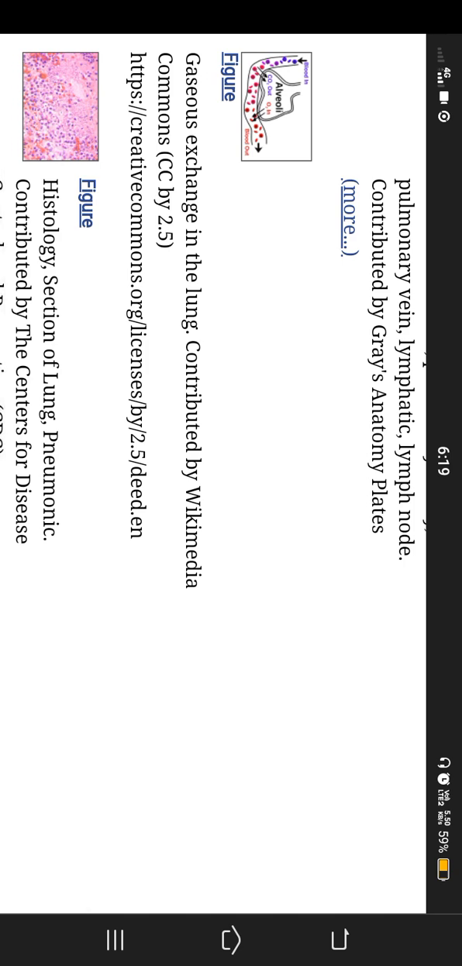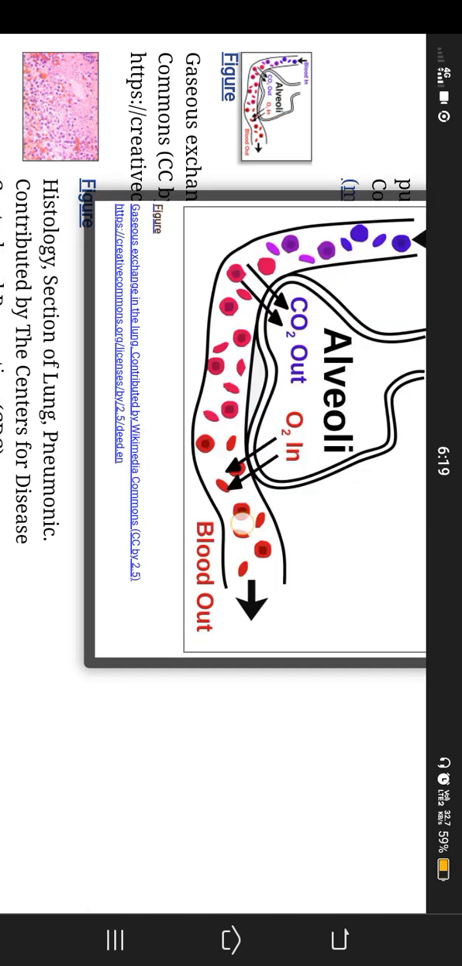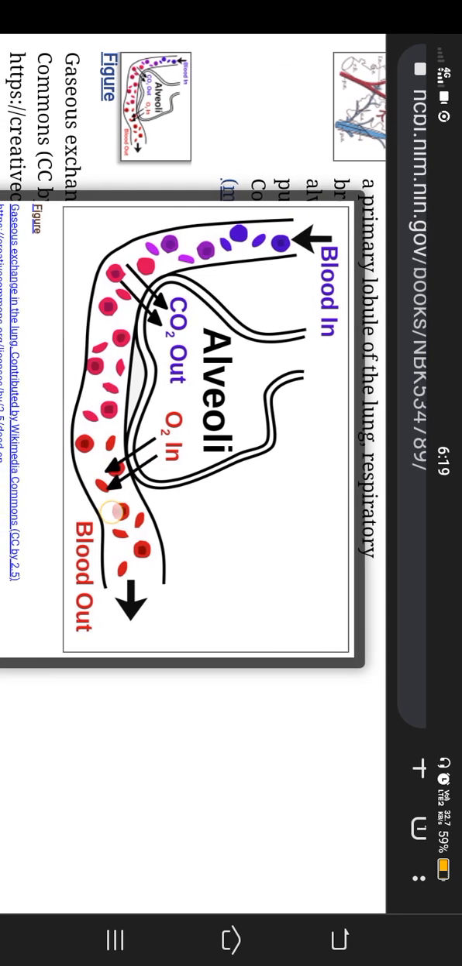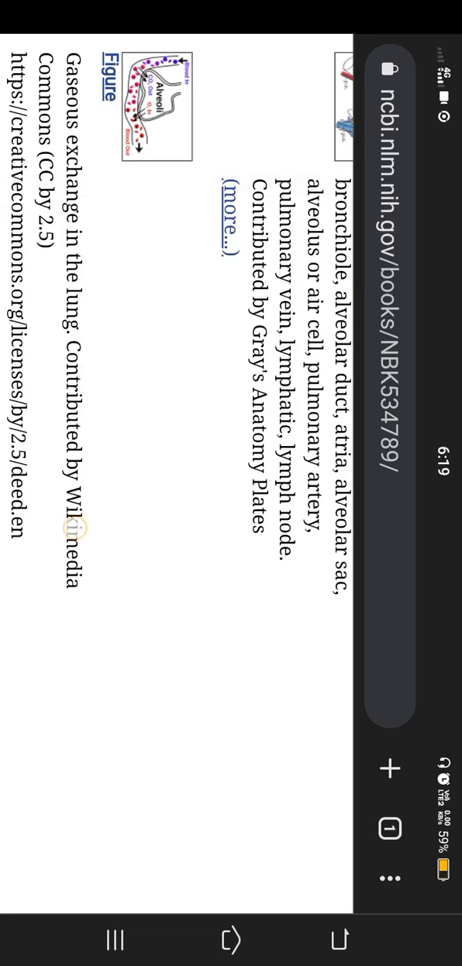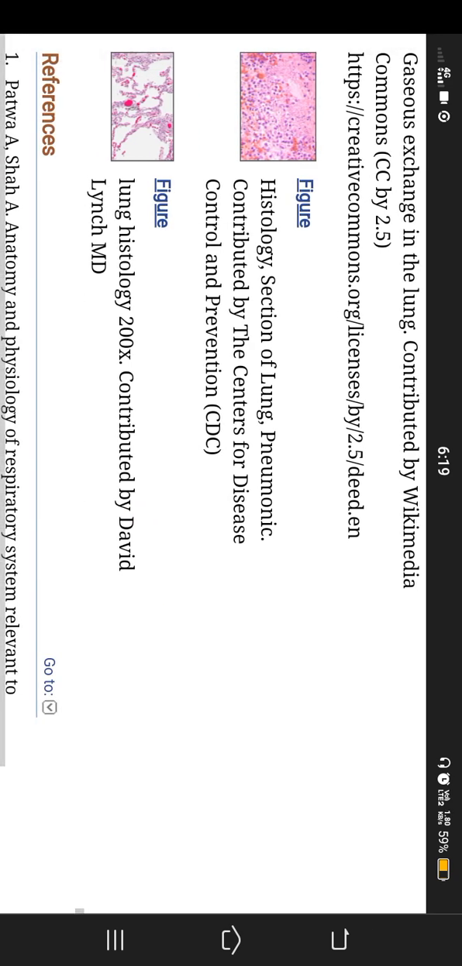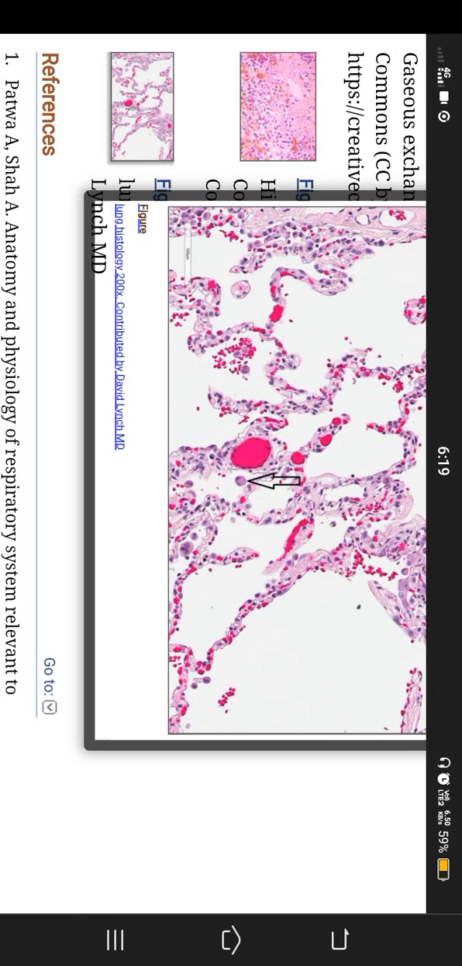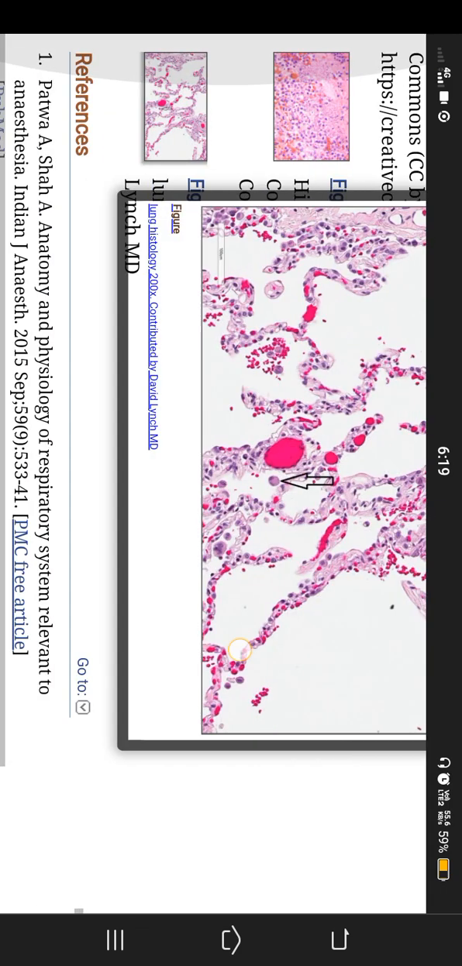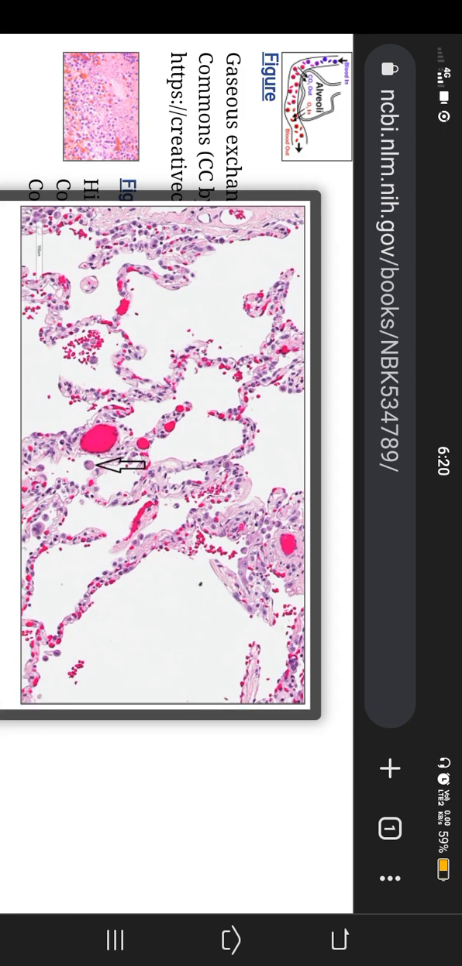Then gaseous exchange in the lung. How does that happen? Blood enters, CO2 goes out, O2 comes in to the blood, and blood goes out of the alveoli. How that is happening can be observed in this picture. Then the next picture shows lung histology. This is how the lung looks.